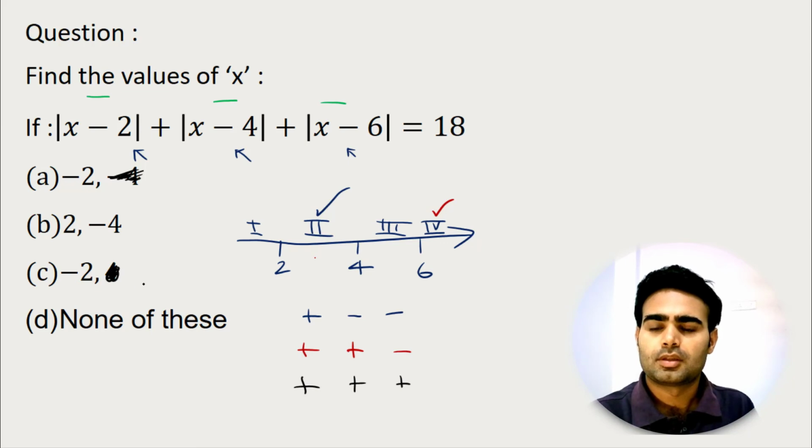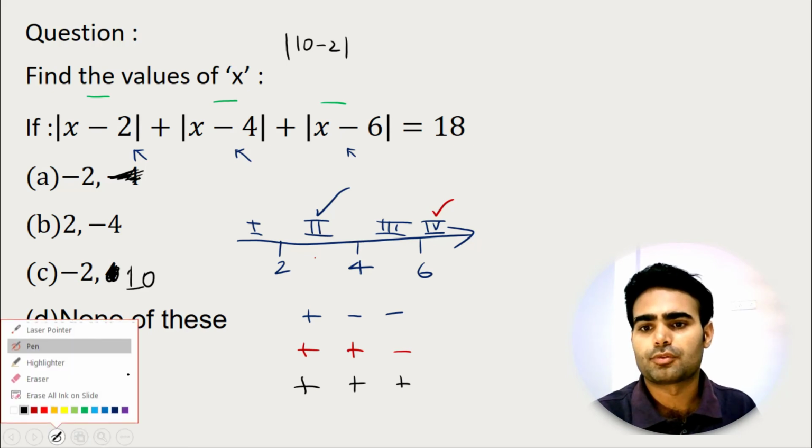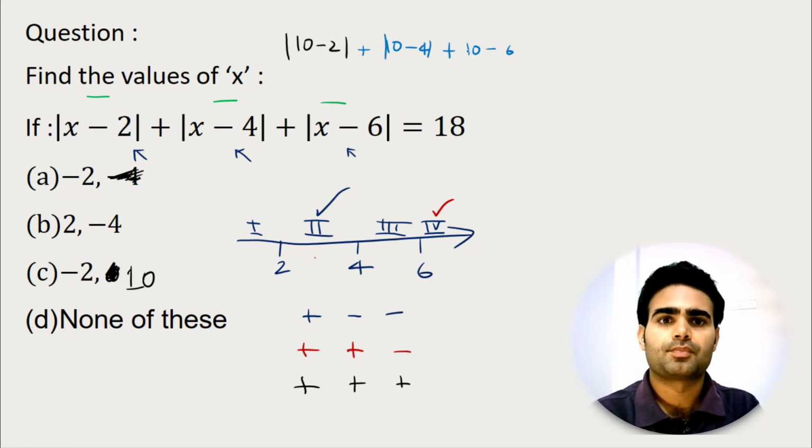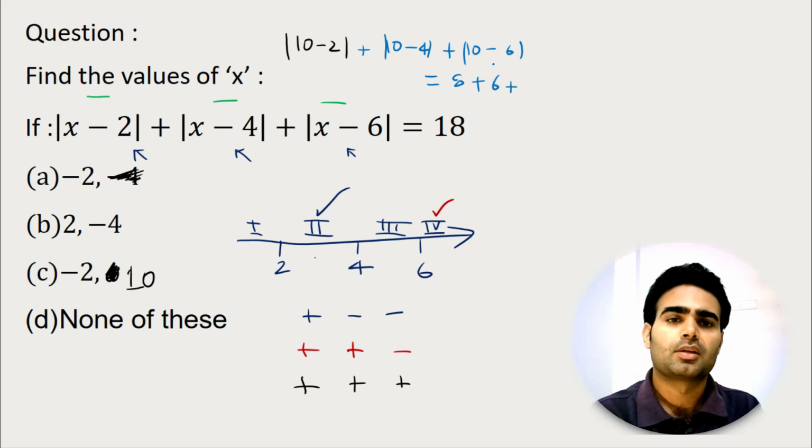Okay, there will be 10, because we can check by satisfying the value. You can substitute the 10 here. I am just checking the options for you. 10 minus 2 plus 10 minus 4. You can also solve this question by options, by just substituting the value. 10 minus 2 equal to 8, plus 10 minus 4 equal to 6, plus 10 minus 6 equal to 4. You can see that we are getting it equal to 18, which is absolutely correct.